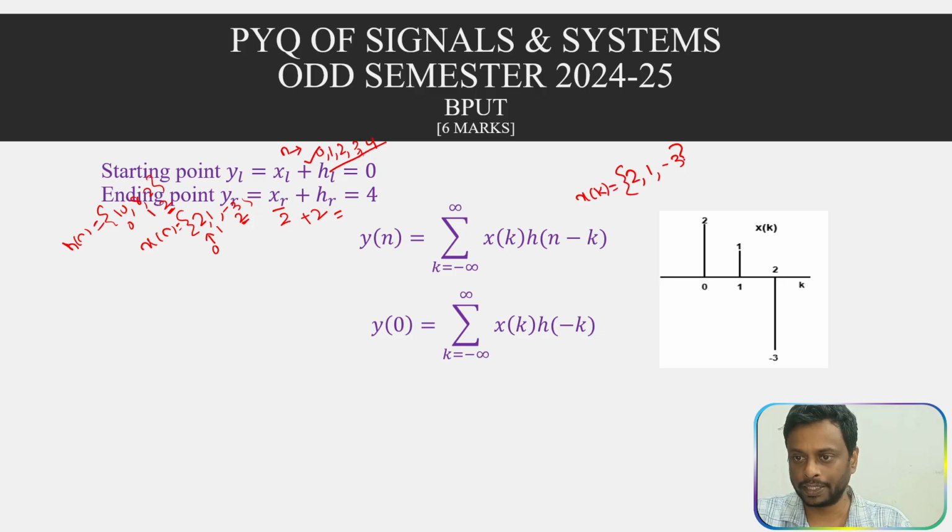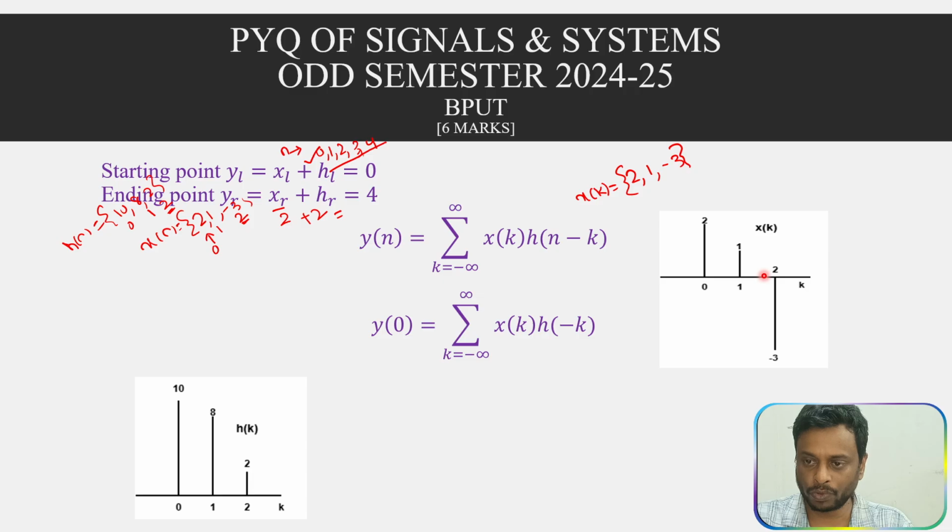Okay. So at n equal to 0, the value is 2. At n equal to 1, the value is 1. At n equal to 2, the value is minus 3. Okay. Similarly, let us plot h of k.